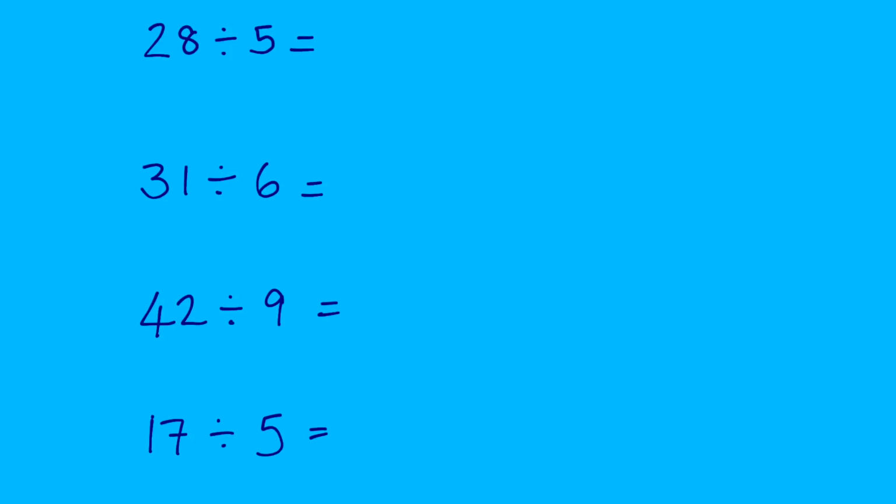Okay, let's go through the answers. So 28 divided by 5 is 5 remainder 3. 31 divided by 6 is 5 remainder 1. 42 divided by 9 is 4 remainder 6. And 17 divided by 5 is 3 remainder 2.